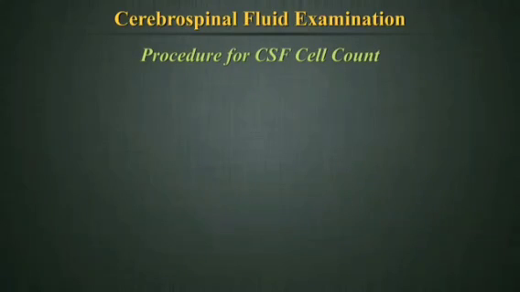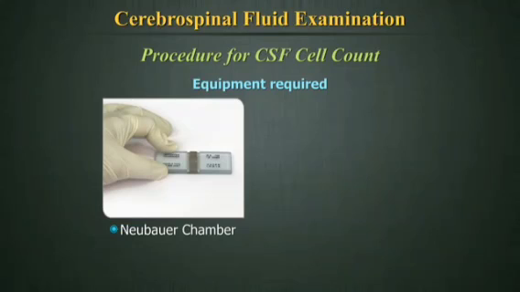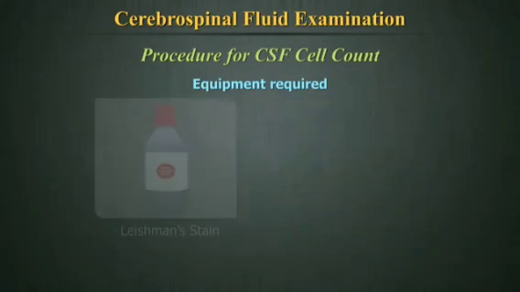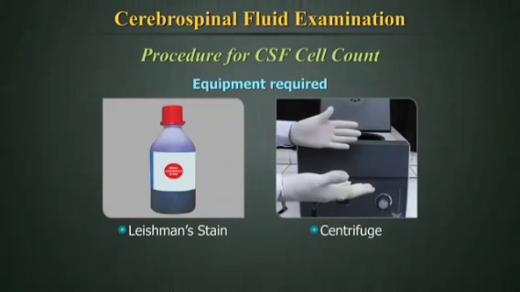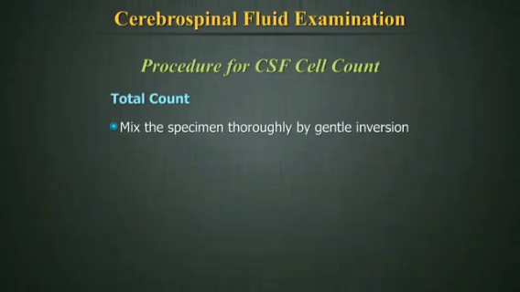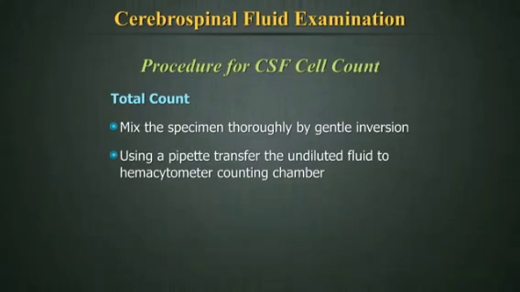Procedure for CSF cell count. Equipment required: Newborn chamber, microscopic slides, Leishman stain, centrifuge. Total count. Mix the specimen thoroughly by gentle inversion at least 10 times. Using a pipette, transfer the undiluted fluid to a hemocytometer counting chamber. Fill both the sides of the chamber using proper technique. Allow the cells to settle.